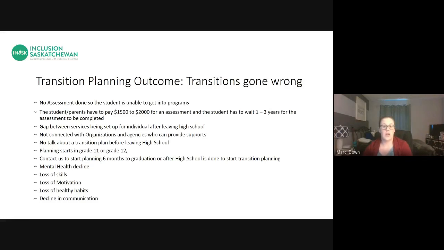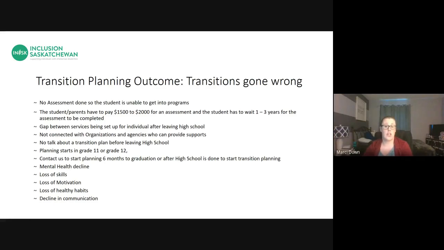The student is not connected with organizations or agencies. The last thing that we want is for a student to leave and not know who they could call if something goes wrong. And we've seen that quite a bit. There is no transition plan set up before leaving high school. We've also seen that quite a bit.